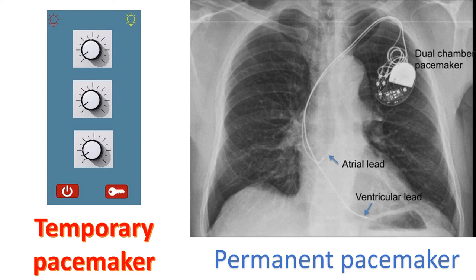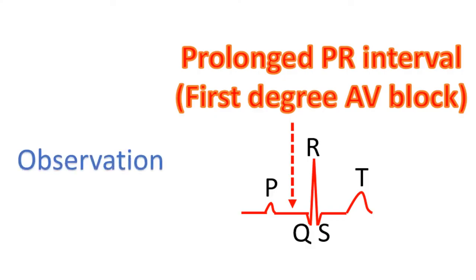Permanent pacemaker is implanted under the skin in the upper part of the chest and connected to the heart using leads introduced through the veins. There are also leadless pacemakers which are implanted directly in the right ventricle, the right lower chamber of the heart, through the vein in the groin using a delivery device. First degree AV block usually does not need any treatment by itself.